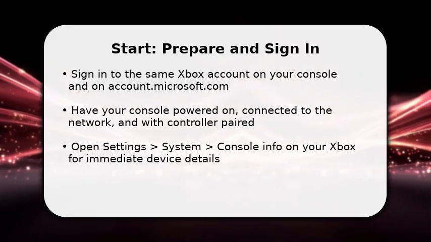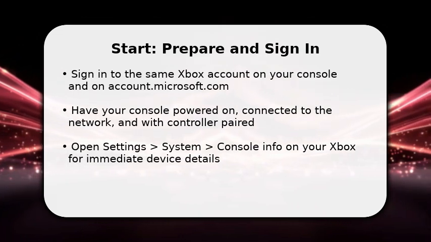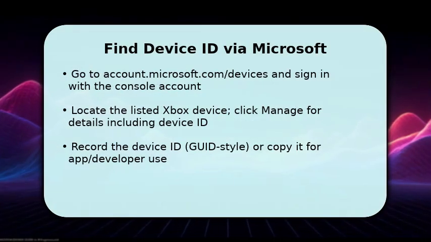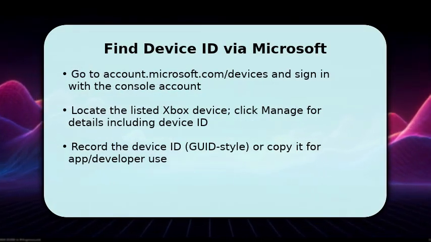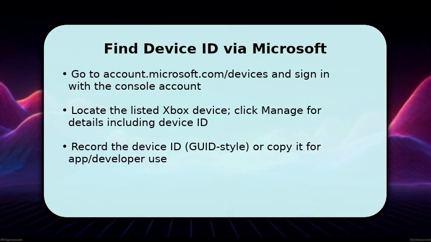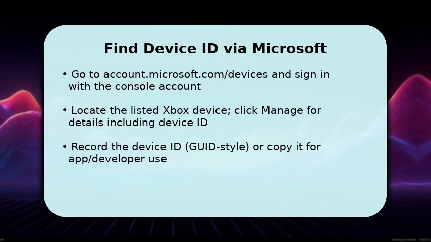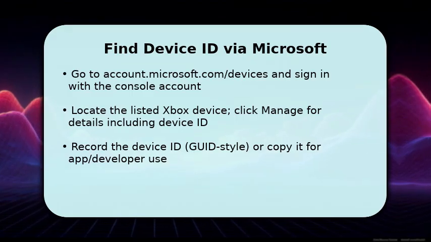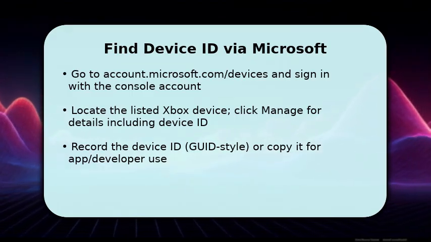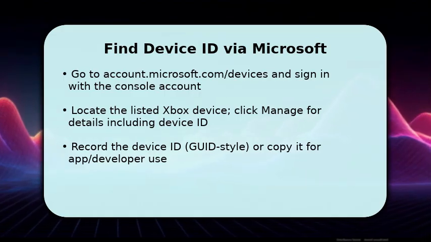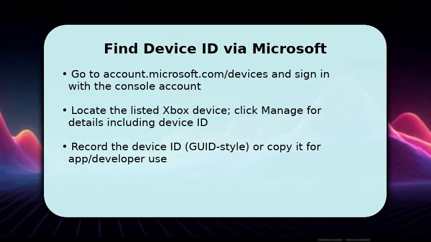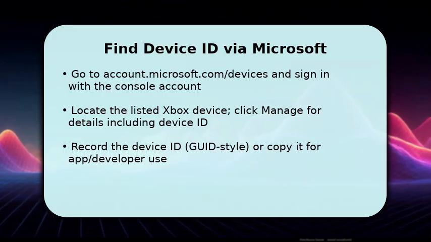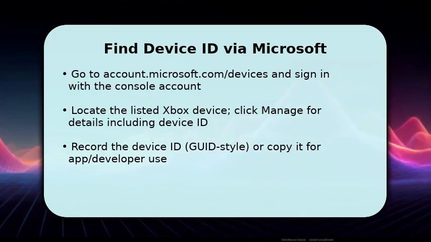You now switch to your browser and open the Microsoft Account Devices page, signing in with the same account used on the Xbox. Once on the Devices list, locate the Xbox entry, click Manage or View Details to reveal the device ID, often shown as a GUID-style identifier. Copy that ID or write it down. You'll use it for linking services, developer portals, or troubleshooting.